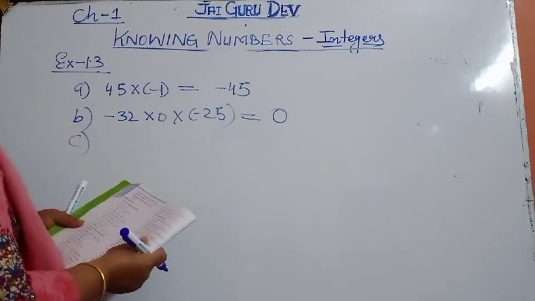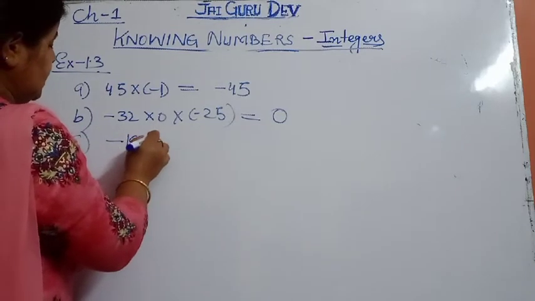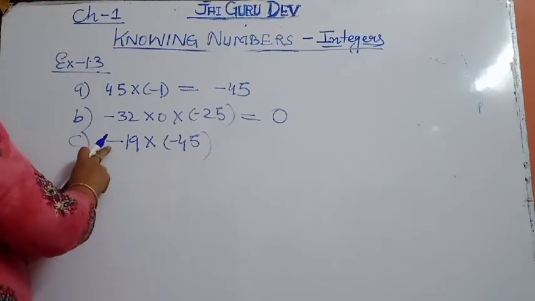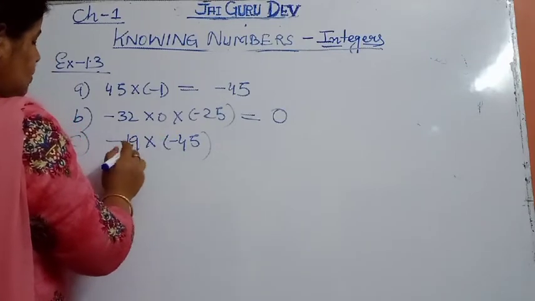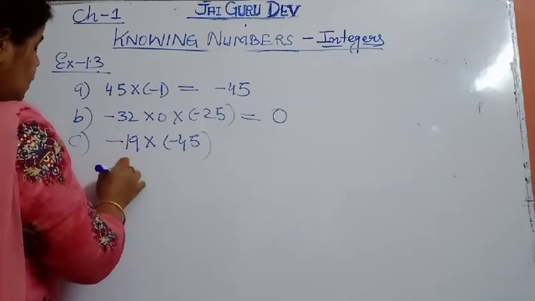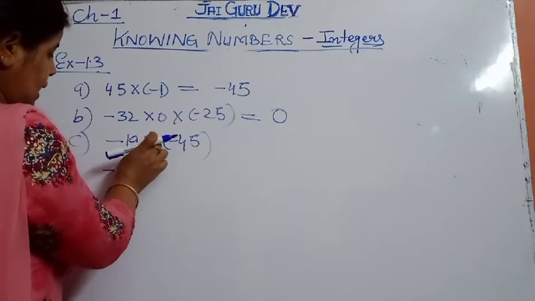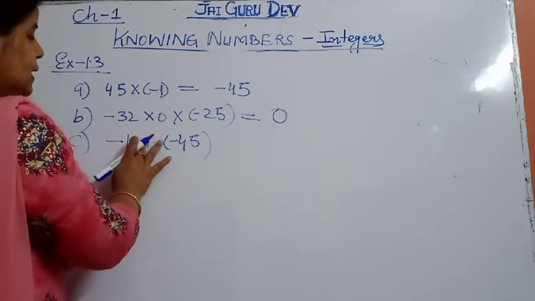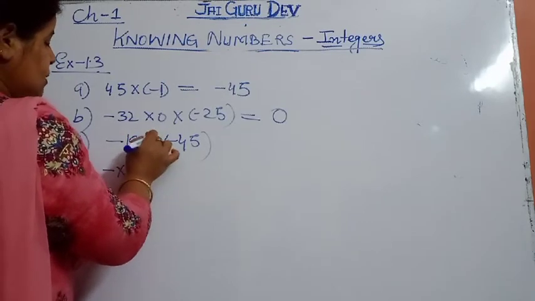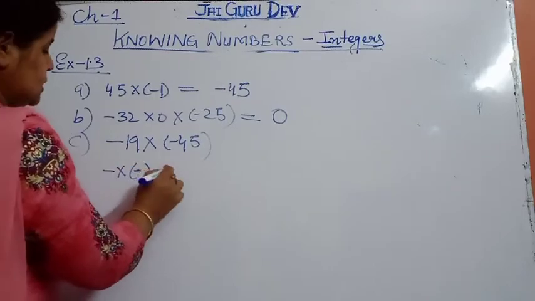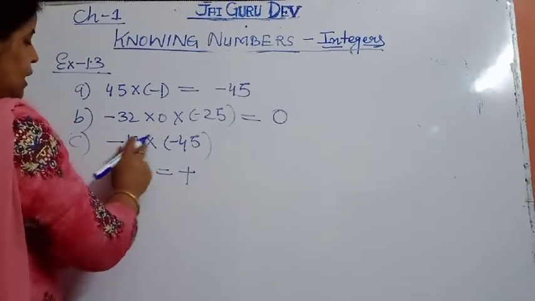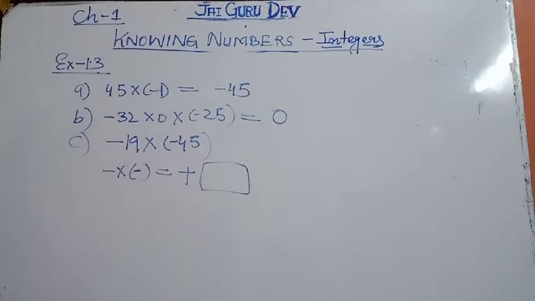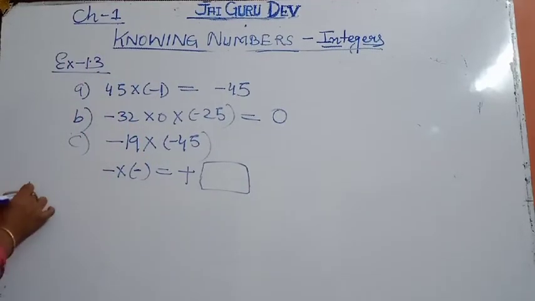Now see the C part, minus 19 into minus 45. Here you can see minus 19 and minus 45. How can we write that? Minus into minus, because between them there is a multiplication sign. If it were a plus sign, we would apply the rules as we were doing previously, but here the into sign is there, so minus into minus is always plus. Now multiply 19 into 45, and whatever result comes, write it in the answer. You will do this yourself.